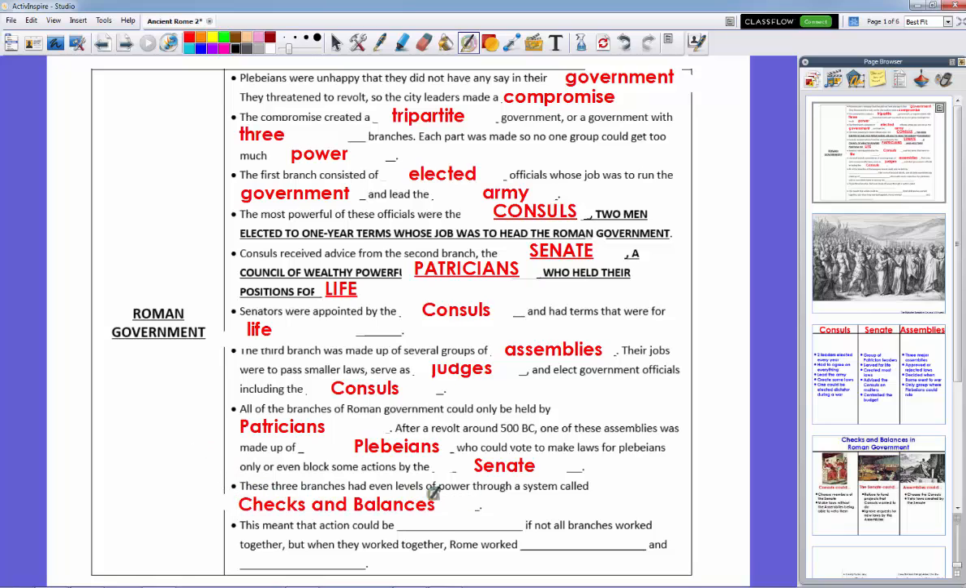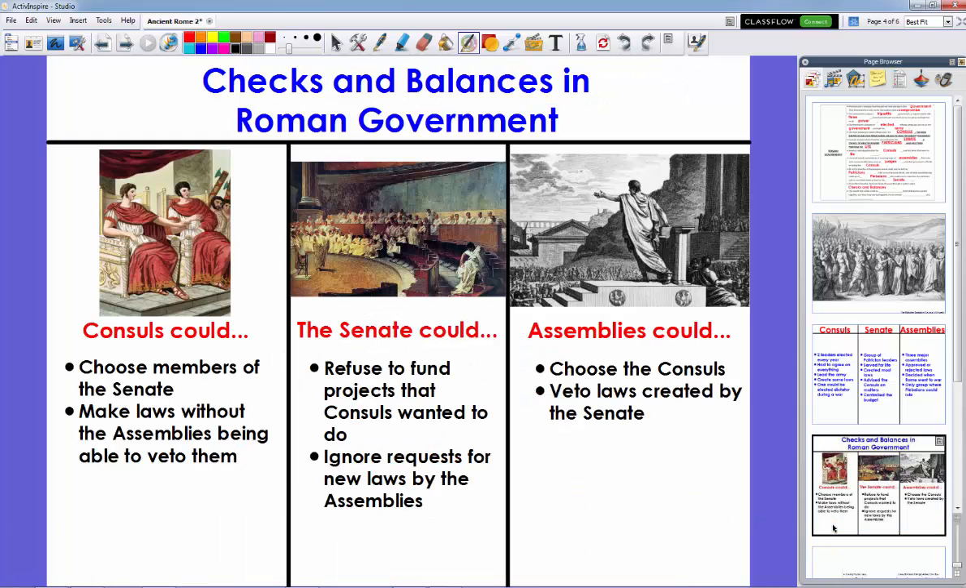And so overall, these three branches held even levels of power through a system called checks and balances. Okay, and so these were the checks and balances of the Roman government. So let me swap over to this slide. Let's look at the checks and balances.